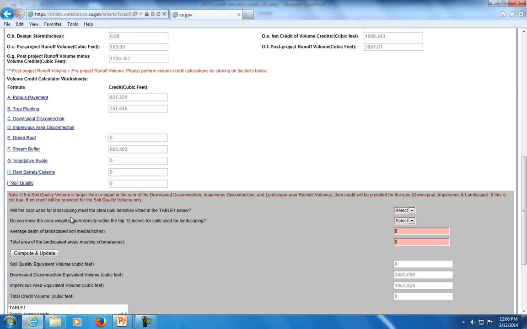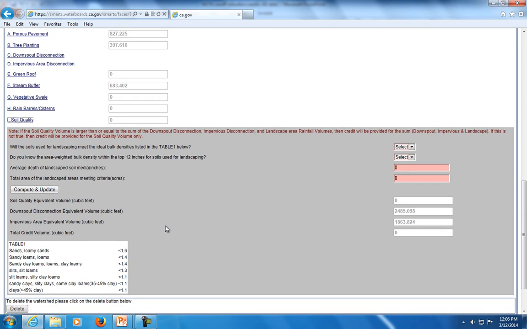So first is, will the soils used for landscaping meet the bulk densities listed in Table 1 below? Table 1 comes from some soil guidance put out by NRCS. I think this is a table from their urban soils guidance, but it has bulk densities for different texture soils. And so bulk density is related to porosity.